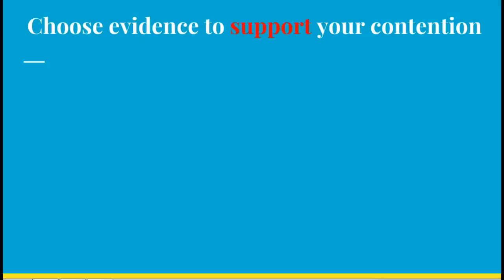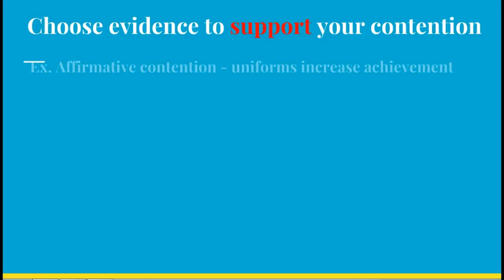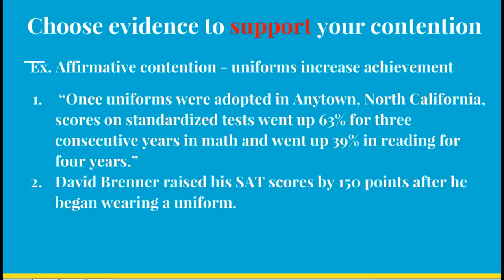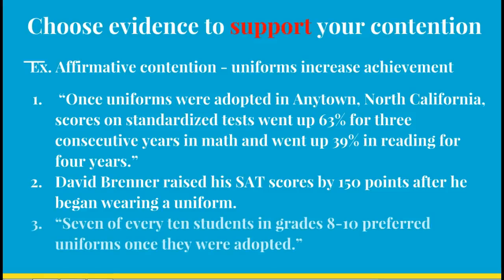So one thing you want to take into account is to choose evidence that supports your contention. So let's just say I'm arguing the affirmative side that uniforms should increase achievement. Here's one piece of evidence. Once uniforms were adopted, these scores went up by these percentages. Or David Brenner raised his SAT scores by 150 points after he began wearing a uniform. Or 7 of every 10 students in grades 8 through 10 preferred uniforms once they were adopted. Now, it should be obvious to you that this last piece of evidence doesn't really relate to achievement, so I'm not going to choose that particular piece of evidence for this particular contention.